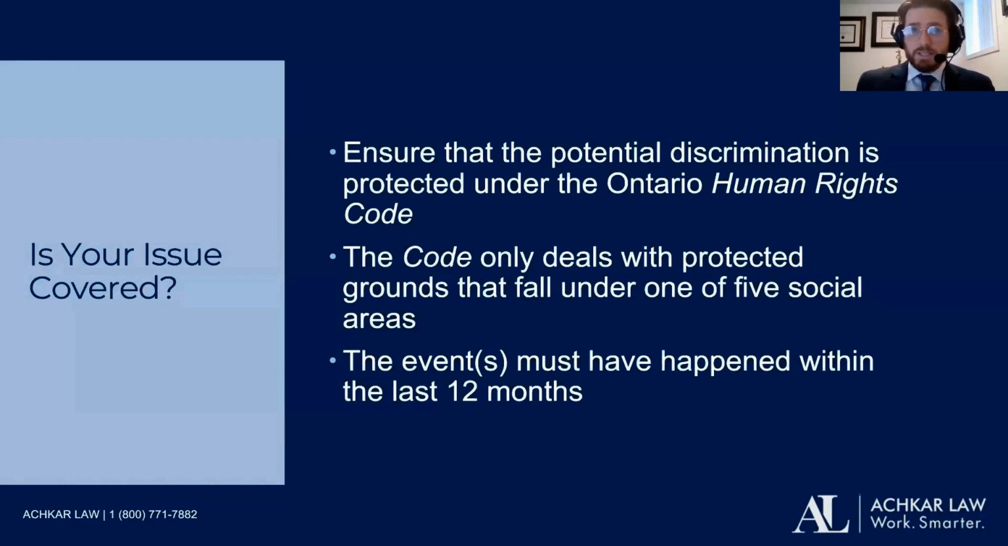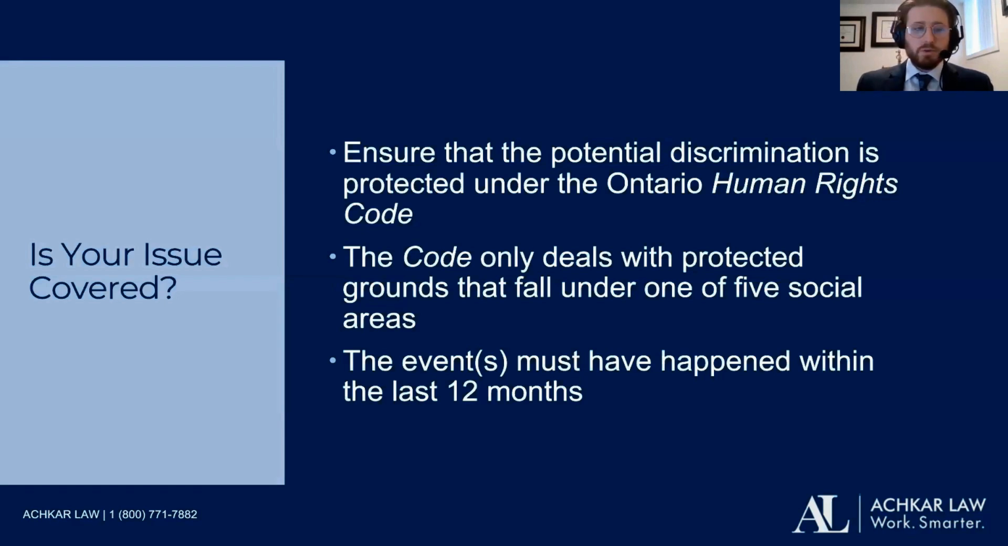The protected grounds are listed on the Ontario Human Rights Commission website. They include anything from age, ancestry, color of your skin, place of origin, your sexual orientation, your own gender, family status, even a criminal record. These are all protected grounds that you mustn't face any discrimination over, but under the Human Rights Code, they only target those grounds under 5 social areas.